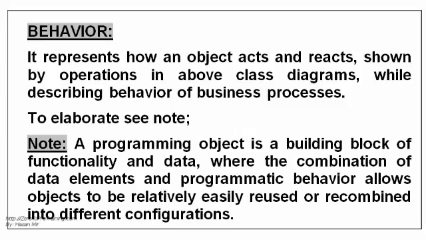Next, behavior. It represents how an object acts and reacts, shown by operations in the above class diagrams, while describing behavior of business processes. To elaborate, see note. Note, a programming object is a building block of functionality and data, where the combination of data elements and programmatic behavior allows objects to be relatively easily reused or recombined into different configurations.